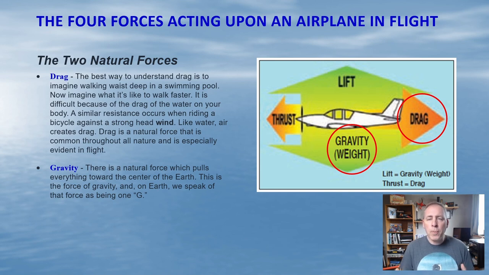So the natural force that pulls everything towards the center of the Earth is gravity. This is what would pull an airplane back down to Earth. We speak of that force as being 1G. So you think of G forces and you think of how much gravitational force is being pulled on an object. That's how we measure in G's that resistance.